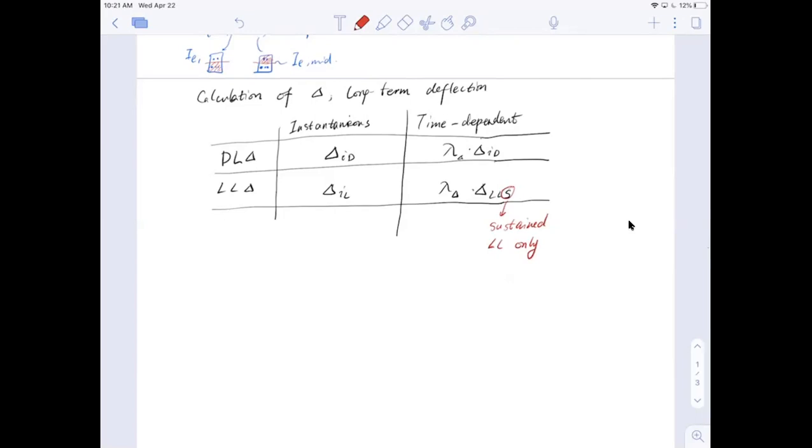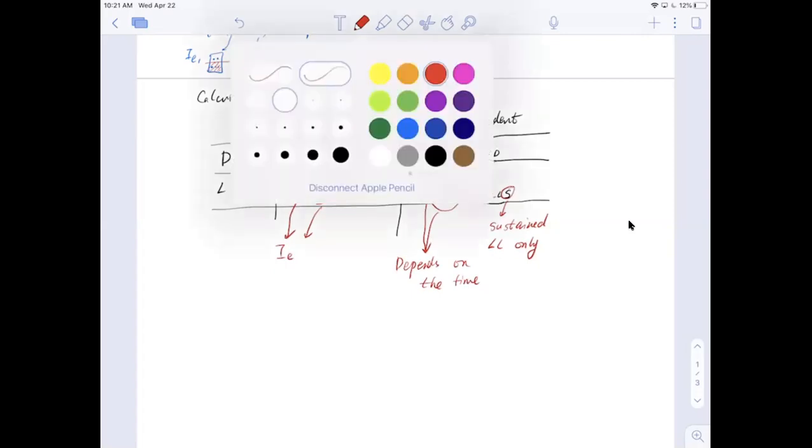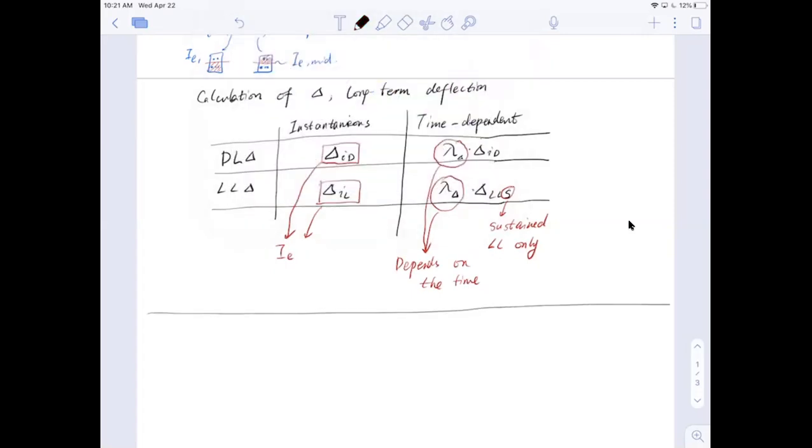The instantaneous deflection here is easy to calculate. To calculate this, you just need the equation and also the moment of inertia, which we just calculated. Now the difficult part to calculate is the long-term or time-dependent deflection, and this lambda d actually depends on the time. So now I'm going to show you what this lambda d is all about.